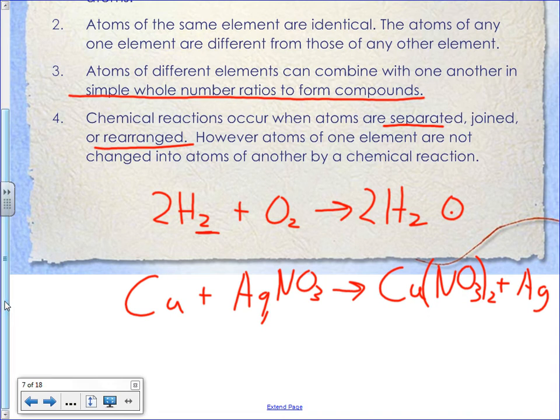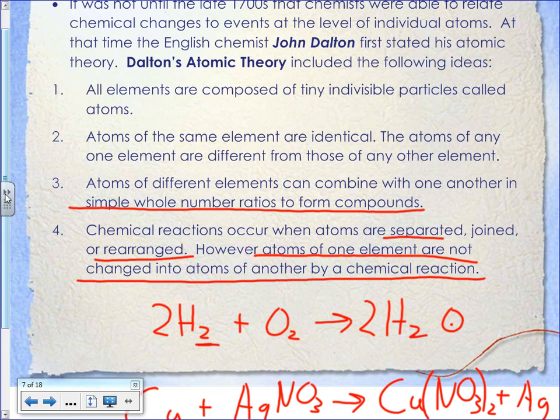So the big thing to remember there: atoms of one element are not changed into atoms of another by a chemical reaction. That's chemistry. Alchemy says that is what happens. Alchemy says I changed copper into silver because I'm great. Chemistry says these things rearrange and switch places. Questions on that? It's important that we understand the implications of the atomic theory there.